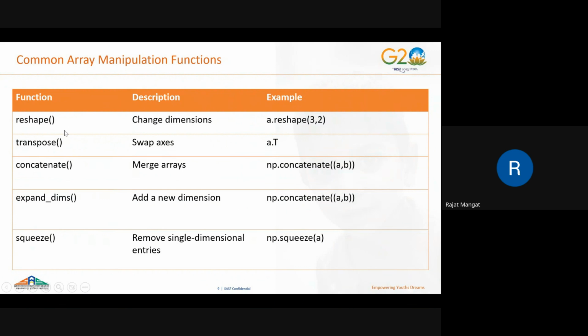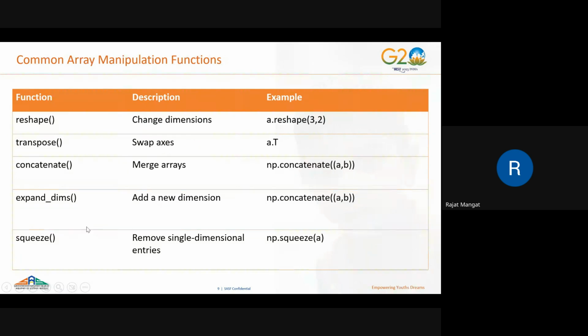Reshaping is a very important function. I told you, changing dimensions, like a 3,2 array to rows and so on, rearranging them basically. Transpose, swap axis: a.T, or we can use np.swapaxes(a, 0, 1). Concatenate merges two arrays into one, as we have seen concatenation in lists also. Similarly, it applies to arrays. You can use np.concatenate(a, b) and they will be merged together.